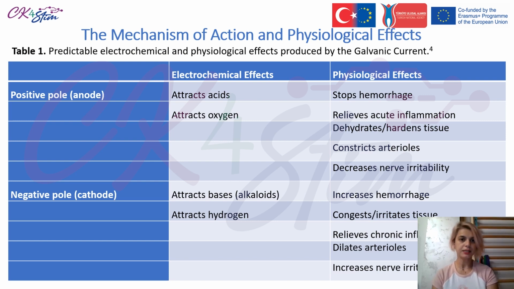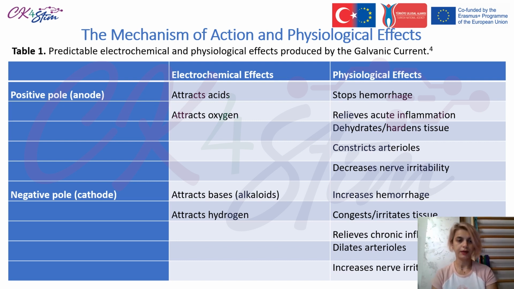For the mechanism of action and physiological effects, according to the usage of the positive pole, which is called the anode, and the negative pole, which is called the cathode, we have electrochemical effects and physiological effects. In the case of electrochemical effects, for the positive pole, the anode, we find that it attracts acids and oxygen, and the negative pole attracts bases, alkaloids, and hydrogen.